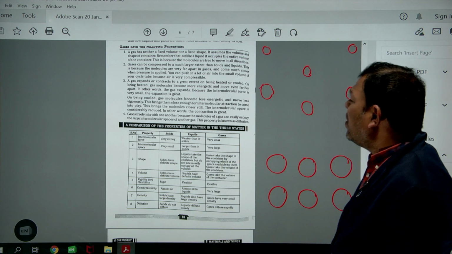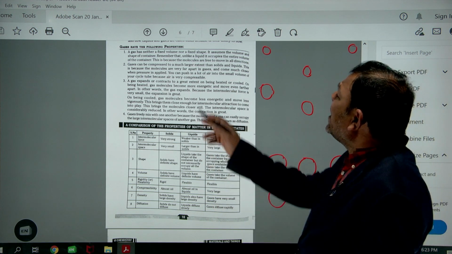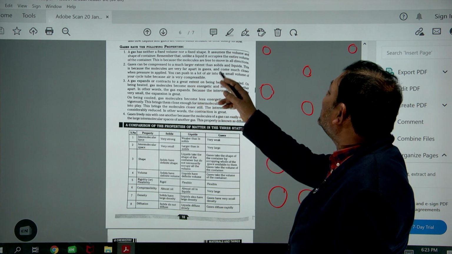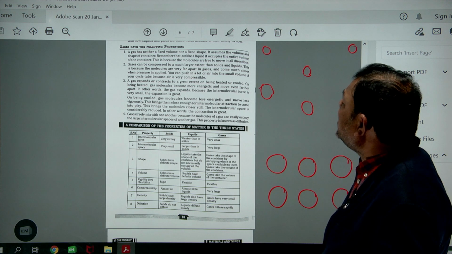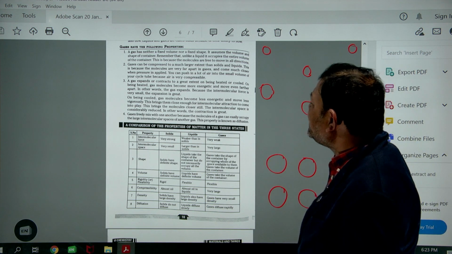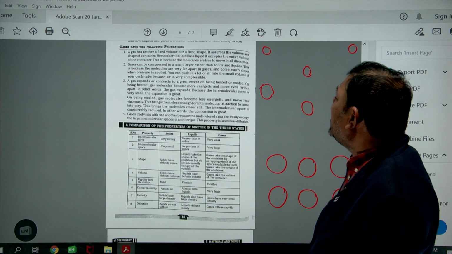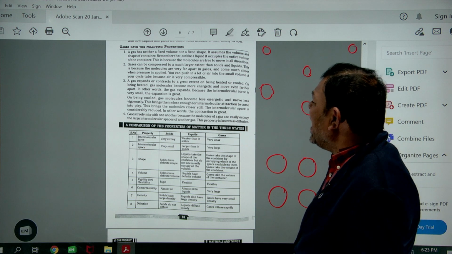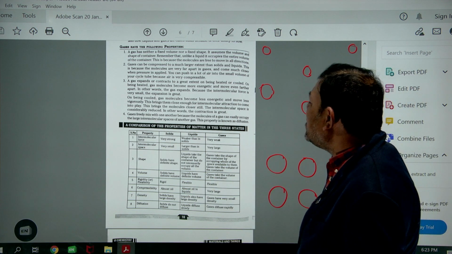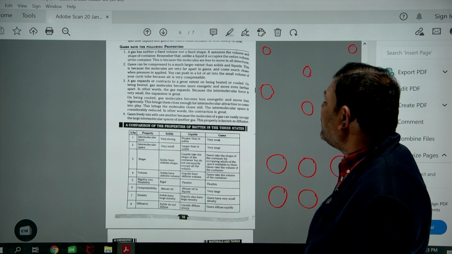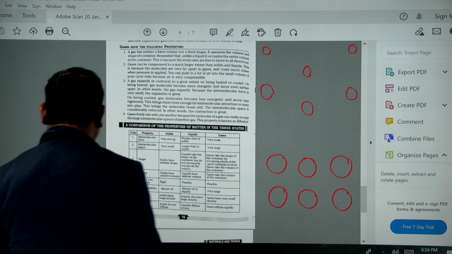So what are the main important points about gases? A gas has neither fixed volume nor fixed shape. Gases can be compressed to a much larger extent than solids and liquids. Gases expand or contract to a great extent on being heated or cooled. Gases freely mix with one another because the molecules of a gas can easily occupy the large intermolecular space of another gas. This property is known as diffusion. Now coming to the next point.